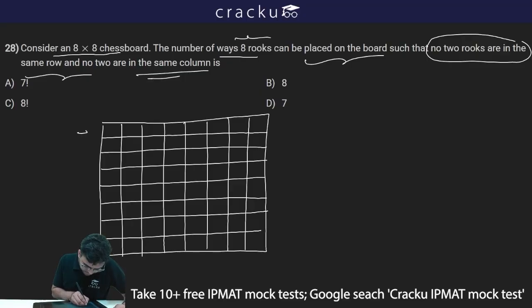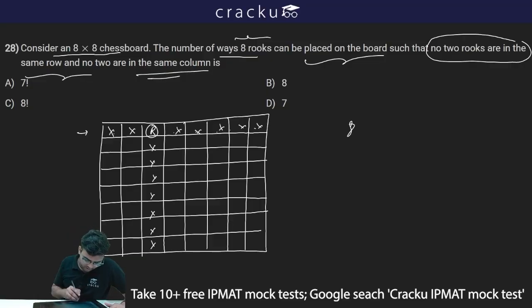Let's say I have to place one rook in the first row. So in the first row, how many options are there? I have 1, 2, 3, 4, 5, 6, 7, 8. So for the first rook, I have 8 options. Let's say I place the first rook on the third column of the first row. What will happen? I cannot place any rook in this same row or same column. Now these crossed ones are where I cannot place any of my rooks.